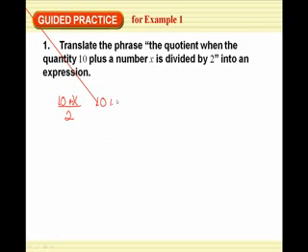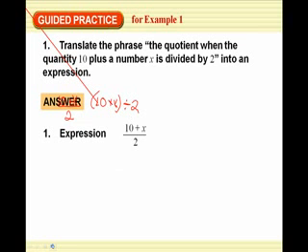10 plus x divided by 2. Sorry, that's terrible, but my pen just isn't cooperating. Oh, and they did it the way I did with the division that way.